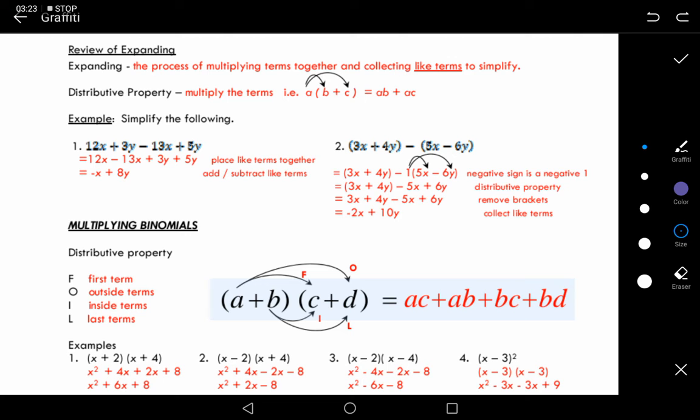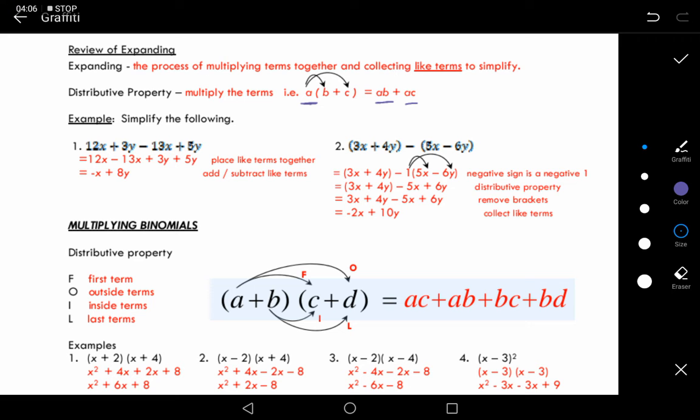The distributive property, all that means is that you're multiplying the terms. We can see here in this example, if we had a times b plus c, if we were distributing, we're taking whatever is out front, that monomial, and multiplying it into our binomial. So we're doing a times b, which gives us this product ab, and a times c, which gives us the product ac. Don't get confused just because those are variables. It would work the same way if they were numbers.